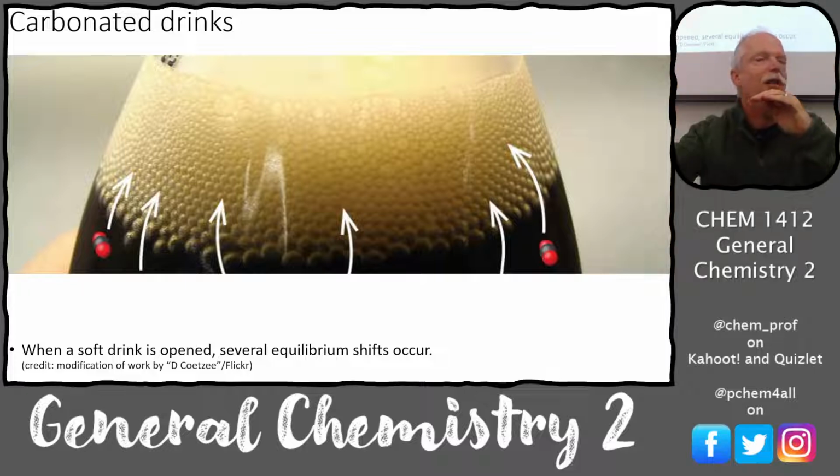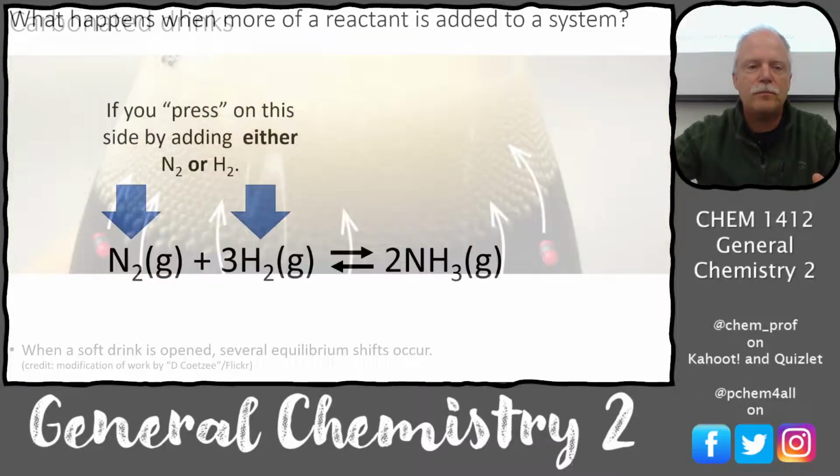So if you drop the pressure, then more CO2 forms in the liquid and rises to the top to go against what you just did. It's trying to put pressure back into the atmosphere above the liquid. So there's lots of shifts going on just when you open a Coke bottle.